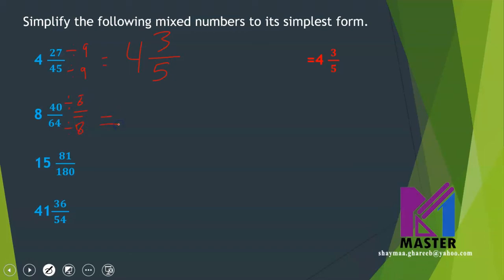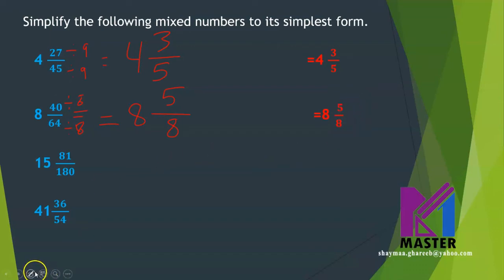So we said we keep the whole number as it is and we only simplify the fraction part. 40 divided by 8, what do you think? 40 divided by 8 equals? Yes, 5. And 64 divided by 8 equals 8. So, can you do any more division here? No, 5 over 8 is in the simplest form. Then, the simplest form of this mixed number will be 8 and 5 over 8.